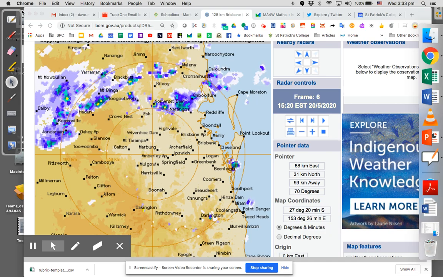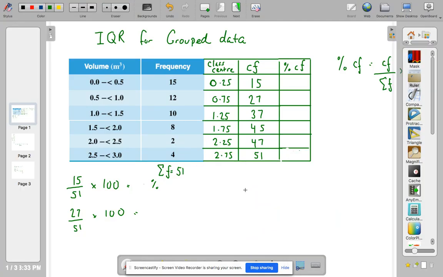Hi everybody, let's have a look at the interquartile range for group data. Typically in a question you'll be given the groups 0 to 0.5, 0.5 to 1, 1 to 1.5, etc. and the frequency, the number in each group. Not sure what this data was, but it was obviously measuring volume.